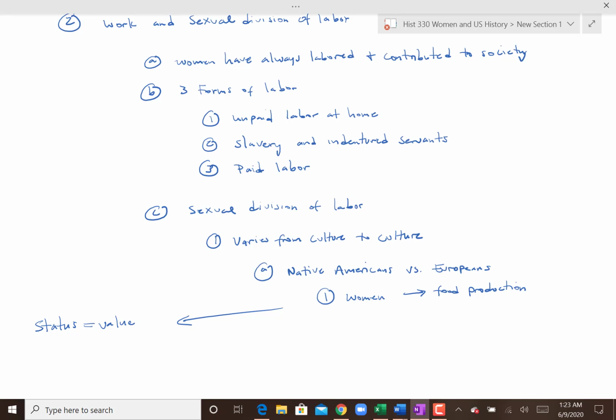And while women were still doing all of the same roles that they were doing when they were hunters and gatherers, that was no longer the main value. Yes, they were still producing, but the value was now a more specific production, and their status went down.